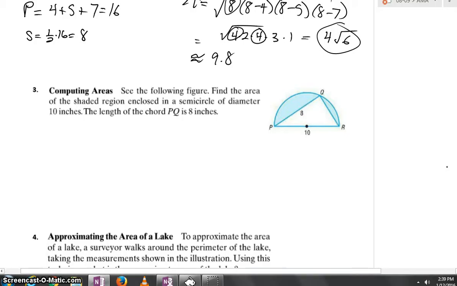Well, here's one problem from the homework. See the following figure. Find the area of the shaded region here in a semicircle, diameter of 10 inches. And the length of PQ is 8 inches. Well, I'm looking at this, and I hope you're remembering that if you have a triangle inscribed in a semicircle, what do you know about angle Q? It's going to have to be a right angle.